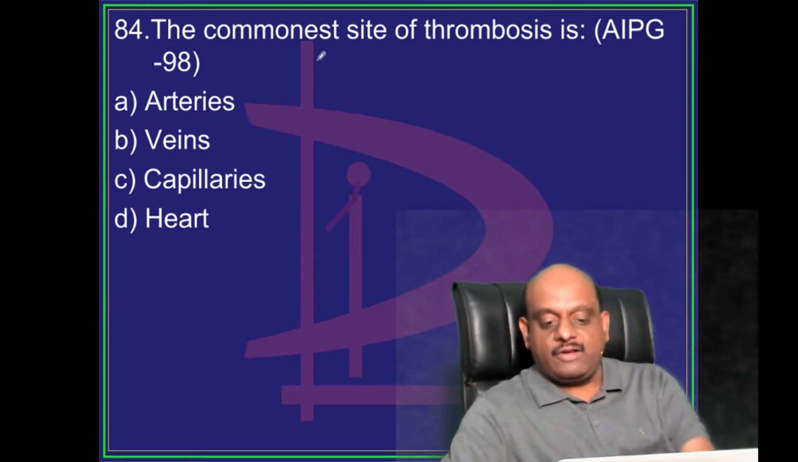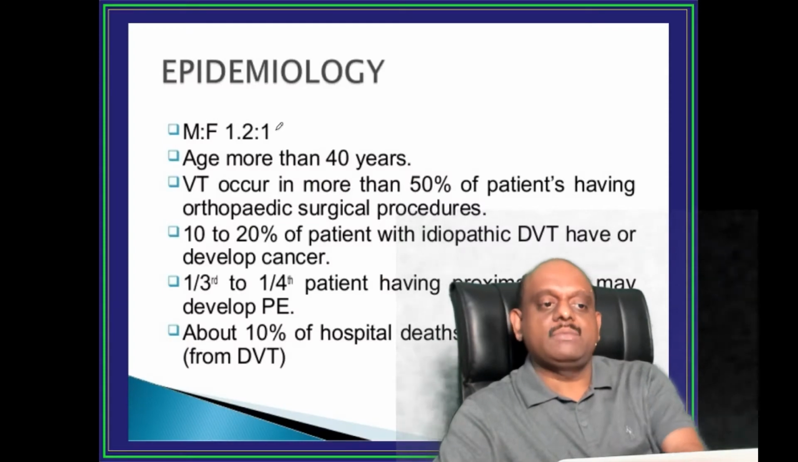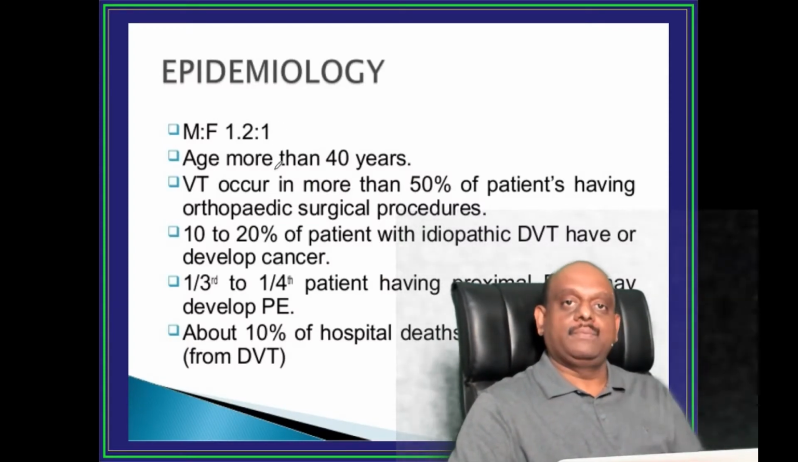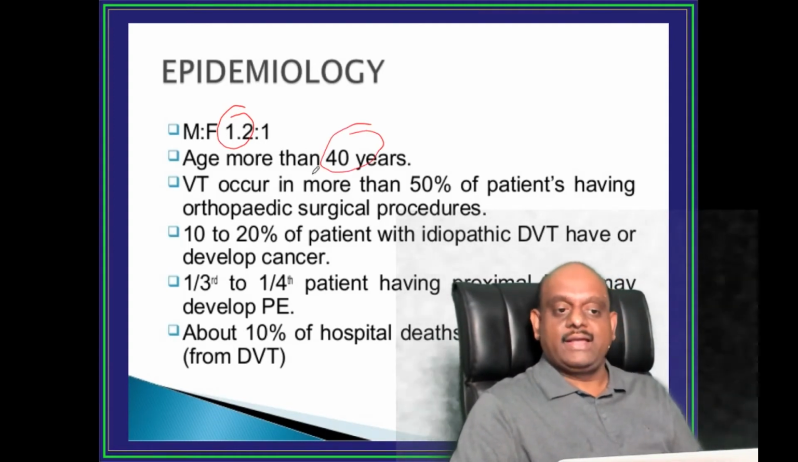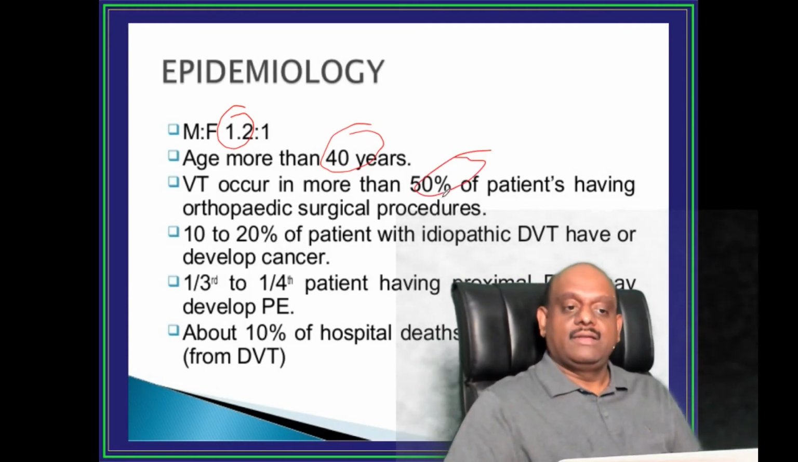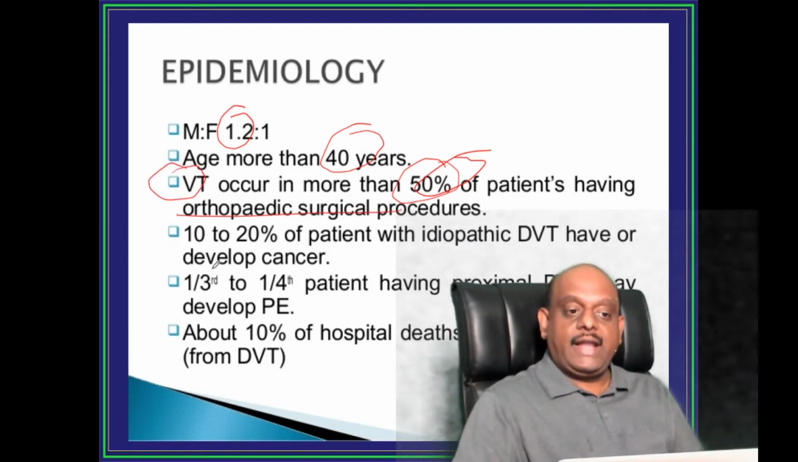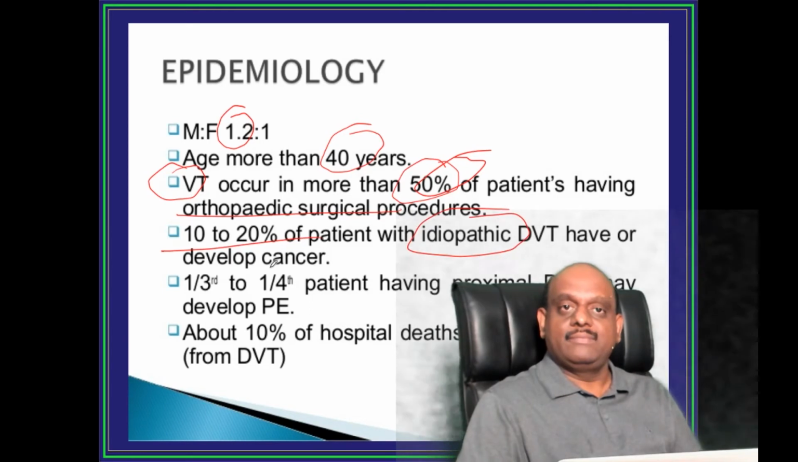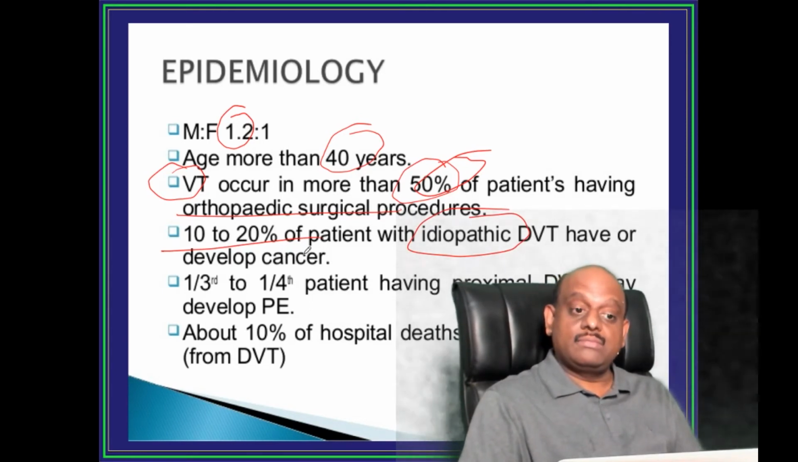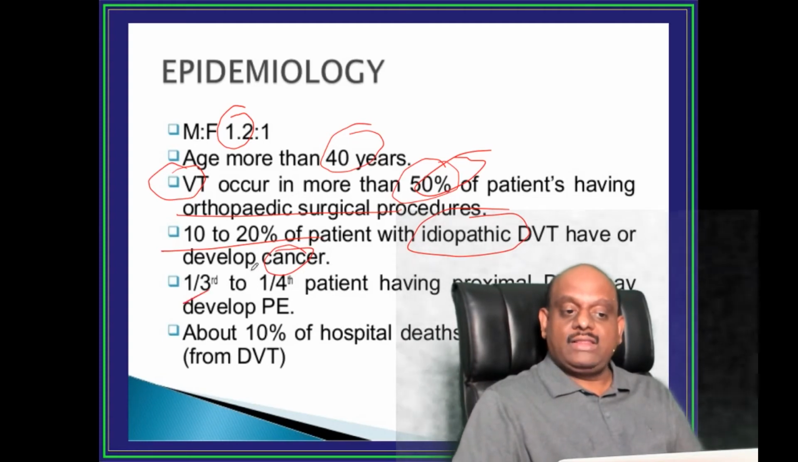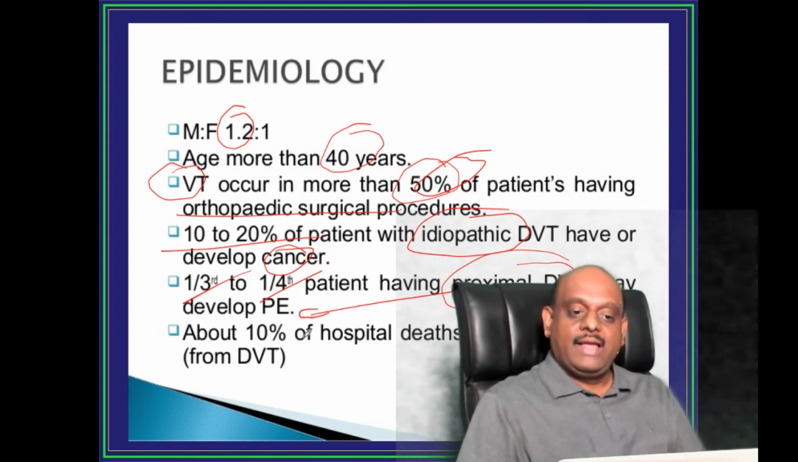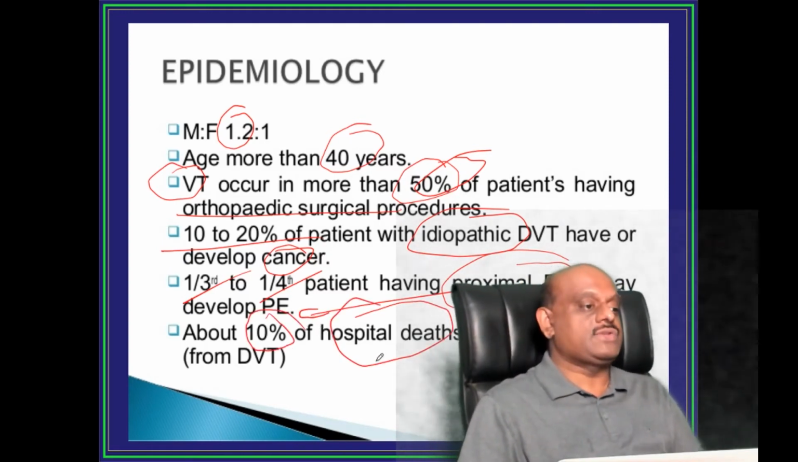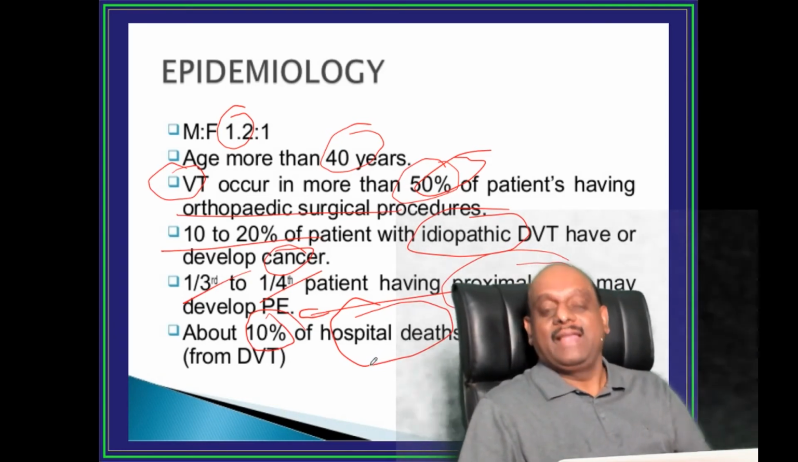What is the commonest site of thrombosis? Venous thrombosis is very common. Then a few things you should know. DVT is slightly more common in men, more than 40 years. More than 50% of those having orthopedic surgical procedures will have thrombus, and 10 to 20% of idiopathic DVT patients or cancer patients. One-third to one-fourth of the patients having proximal DVT will develop pulmonary embolism, and about 10% of hospital deaths are because of pulmonary embolism, is what you need to remember.